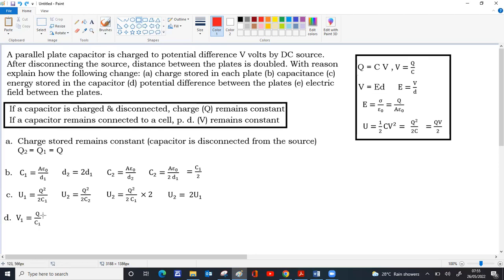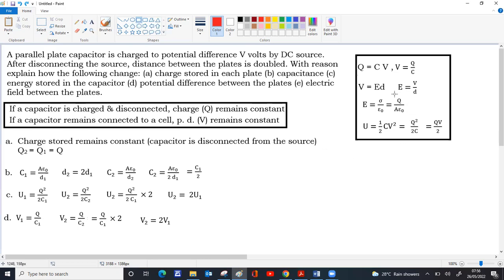V1 is Q by C1. As Q is constant, only C is changing. Now V2 is Q by C2. You can substitute C2 as C1 by 2. So C1 will remain, 2 will go on the top. So Q by C1. Q by C1 is same as V1. So V2 will be 2 times V1. Potential difference becomes double.